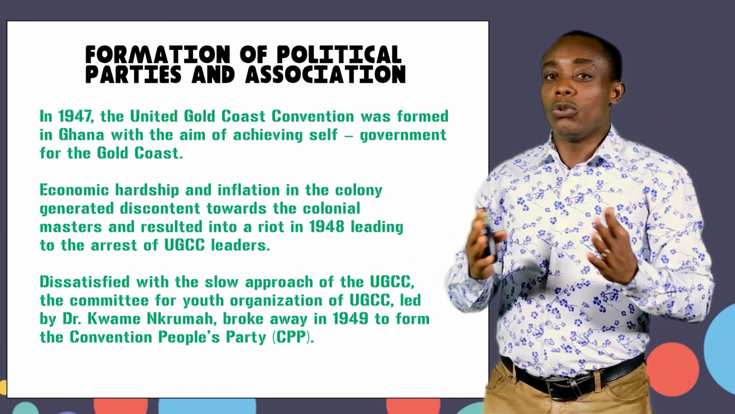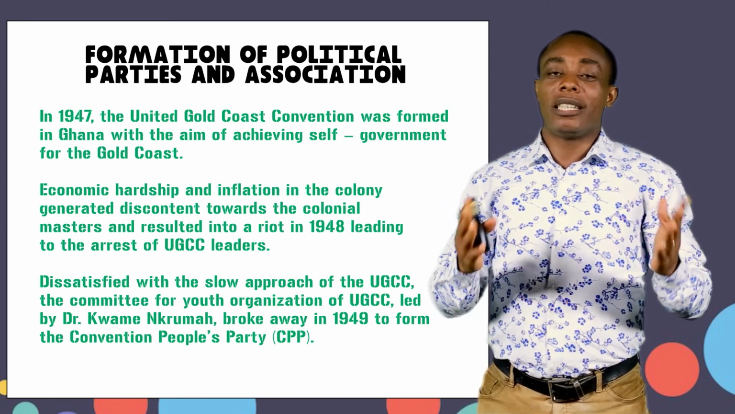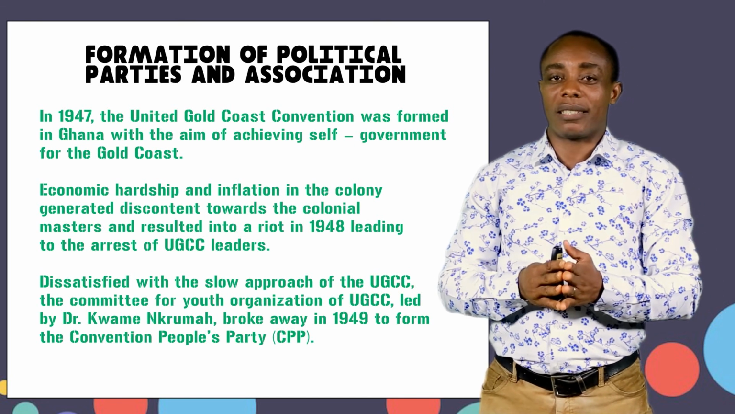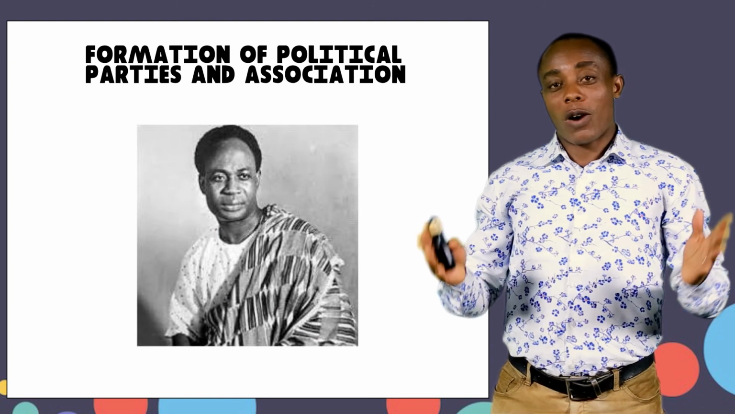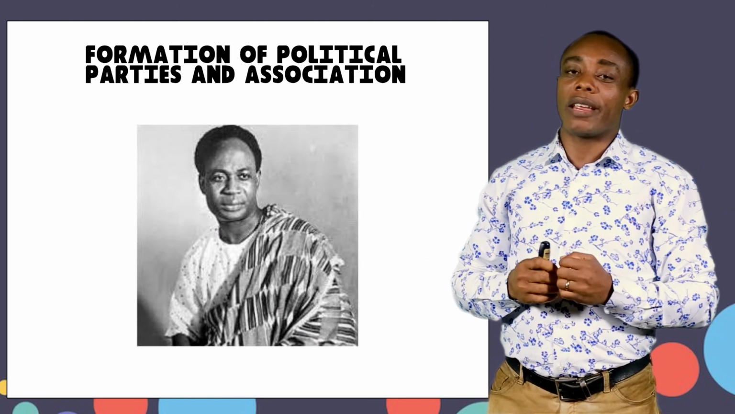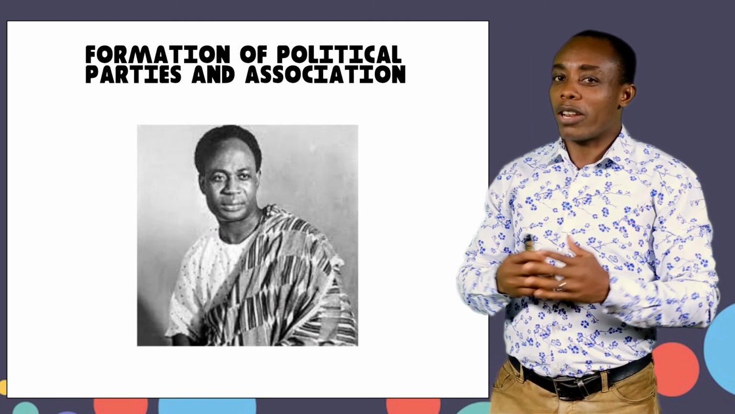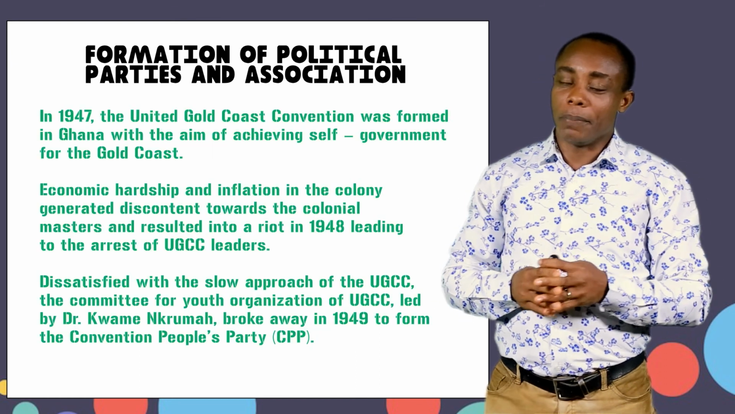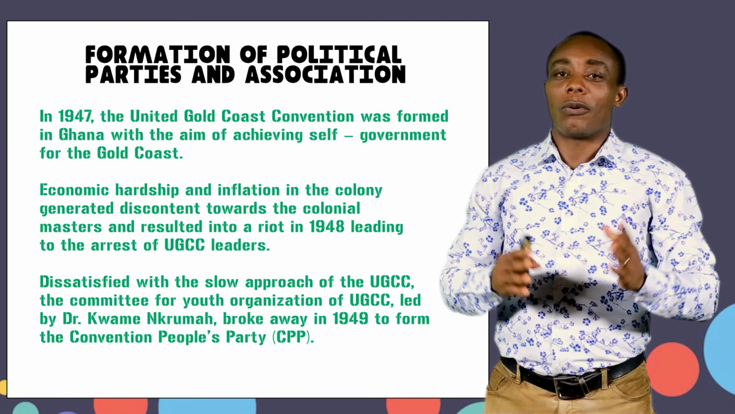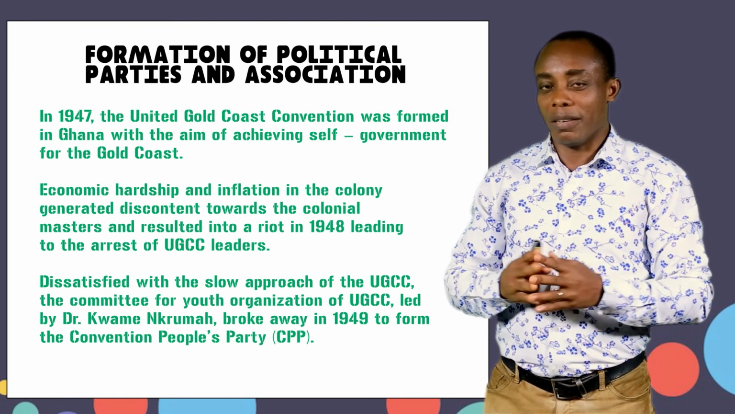The members of the youth wing of this party were dissatisfied with the slow rate of action taken by this party. In 1949, Kwame Nkrumah, who was the leader of the youth wing of the party, broke away and formed the Convention People's Party, CPP. This party was the party that led Ghana into independence.